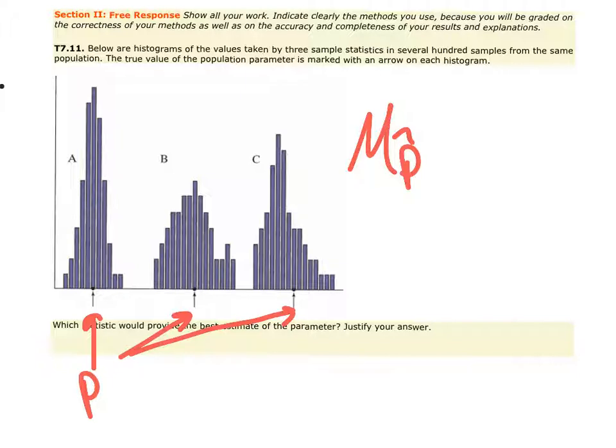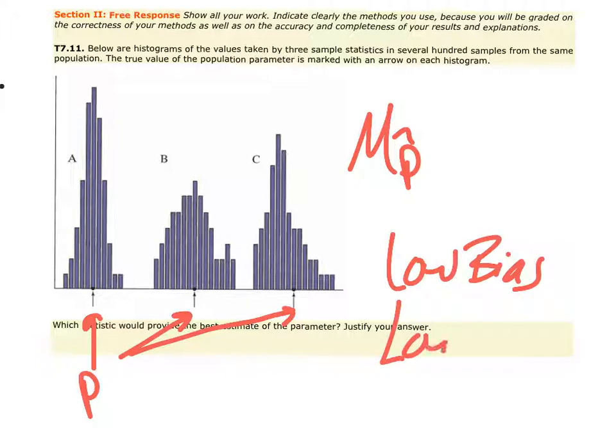The next is to choose between A and B. Those A and B are unbiased, but what we're looking for is the one with the least amount of spread or the lowest variability. So we want to have low bias and we want to have low variability. So based on that, letter A has both the low bias, which we do see in both A and B, but it has less variability than graph B because more of the data is at the center in this distribution.